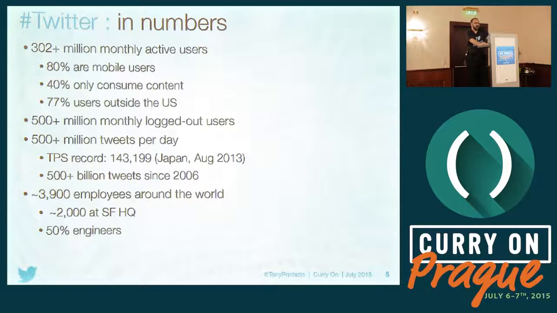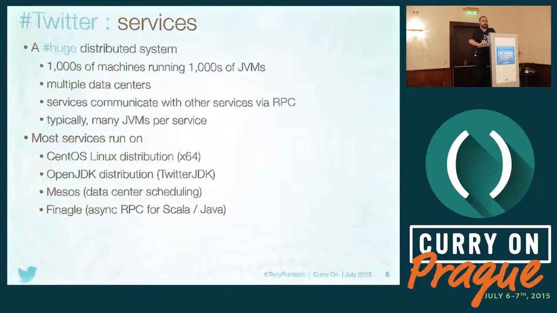We have 3,900 employees around the world. Half of them are in San Francisco. A small number, about 140, are in the Boston area. The office is in Kendall Square, next to MIT, so pop in and say hi sometime if you're in the area. And half of the employees are Twitter engineers.